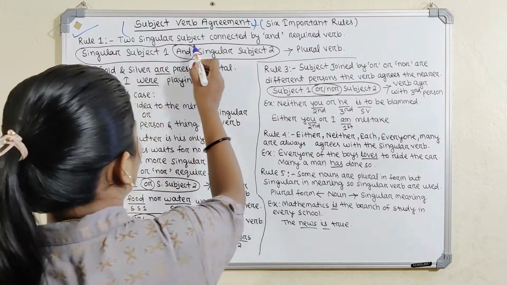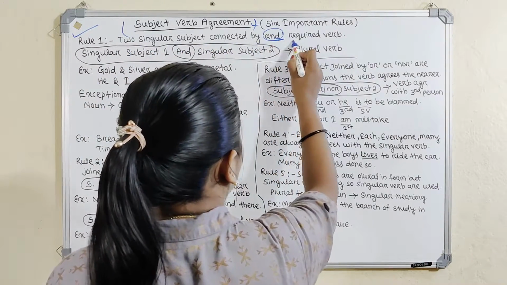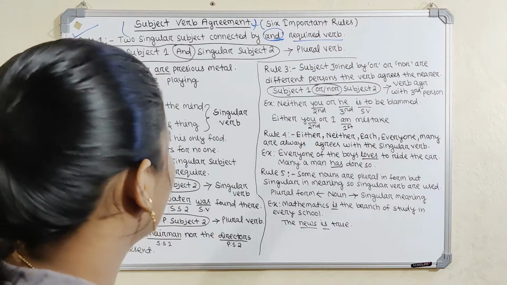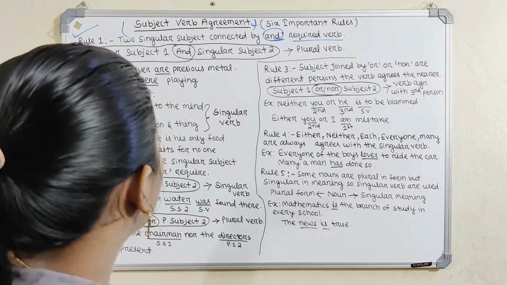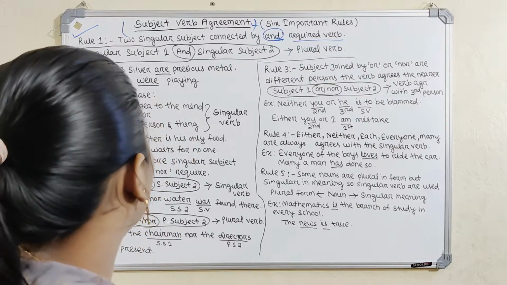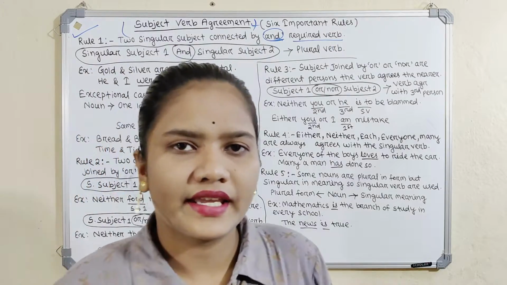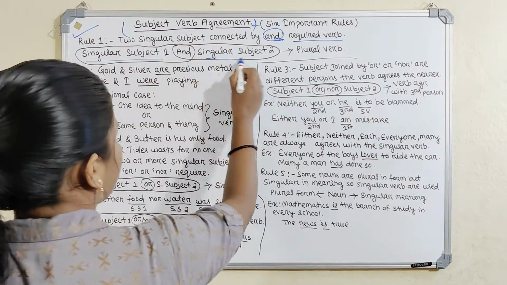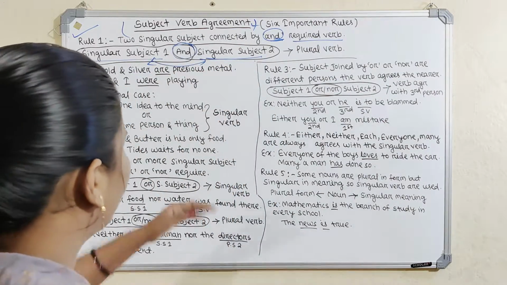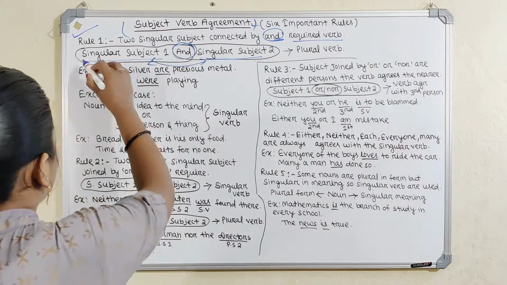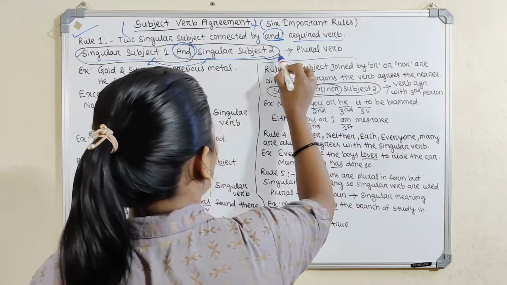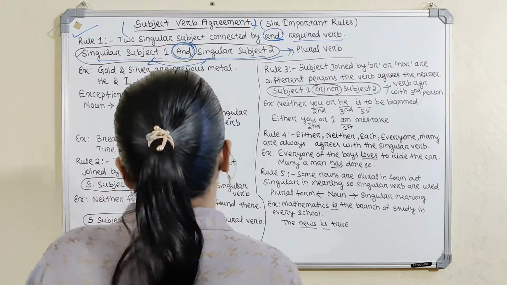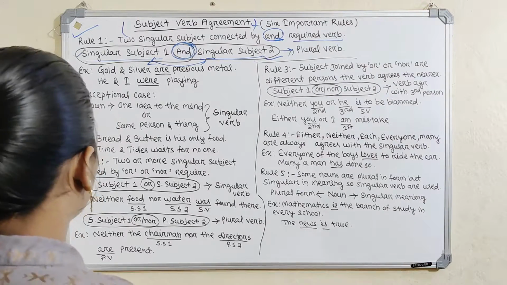Two singular subjects connected by the word and require a plural verb. And is the connector that joins the singular subjects. I will teach you through a diagram so you will learn easily. Singular subject 1 and singular subject 2, these two subjects are connected by the word and. So singular subject 1 and singular subject 2 always connected by and will take a plural verb. Okay, let's take one example, then we can know easily.